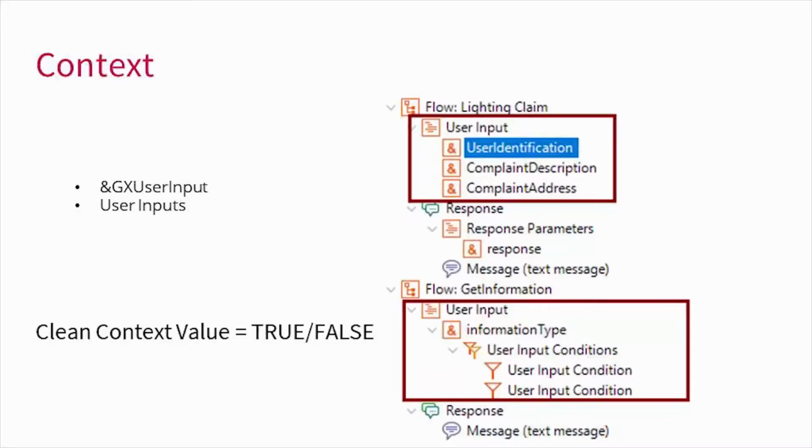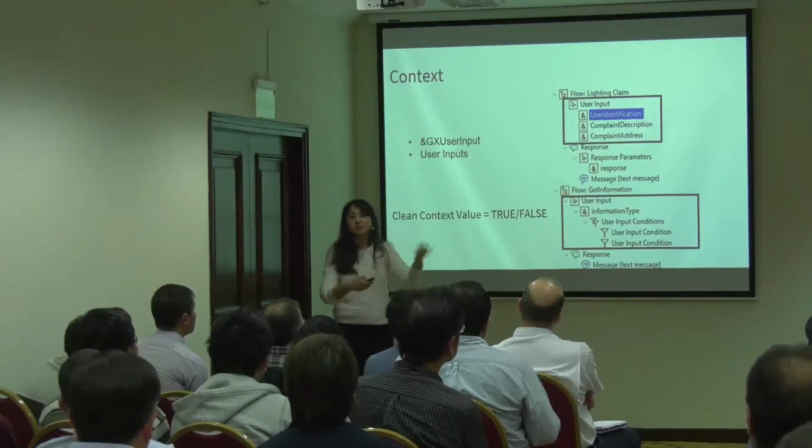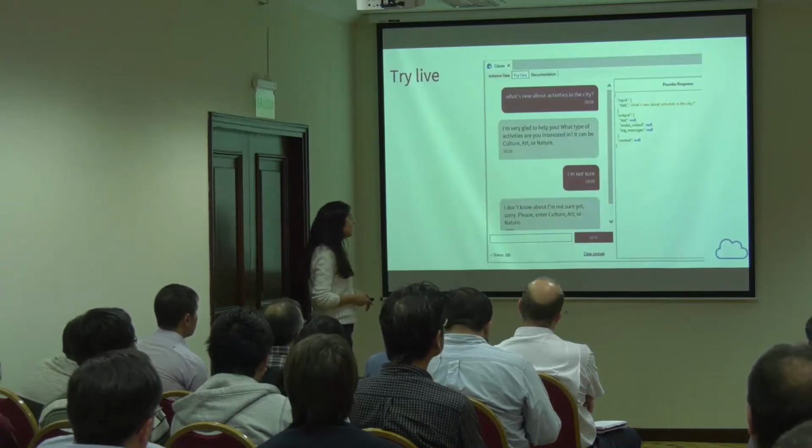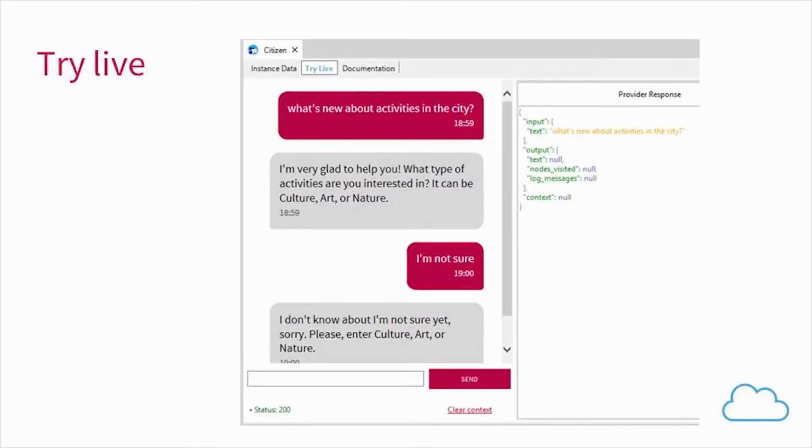So we don't have much time left, but let's see what the context is. Well, the context is managed through user inputs. They can all be in the context, so as not to ask for it again. And this is done through the property called clean context value. If I don't clean it, I keep that value in my session. And then we have the context GX user input. It's interesting that I repeat what he says so that the conversation seems more human.